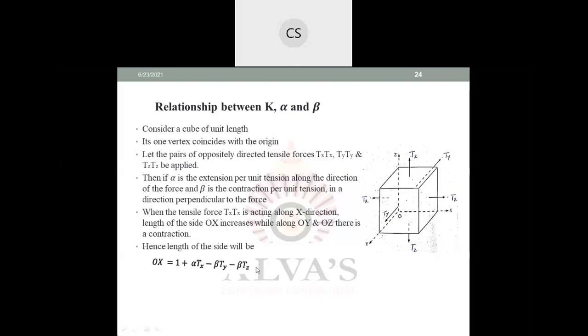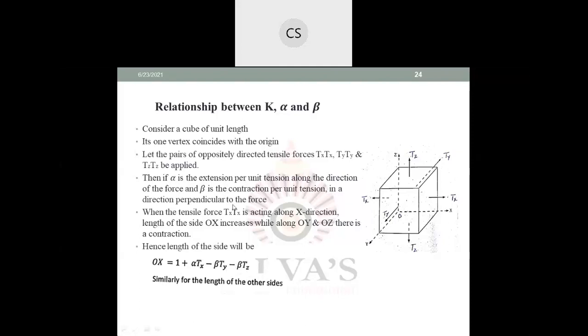Minus, because these are the contractions. That component leads to contraction in the OX direction, that can be minus beta Ty, minus beta Tz. Beta Tz. Okay.